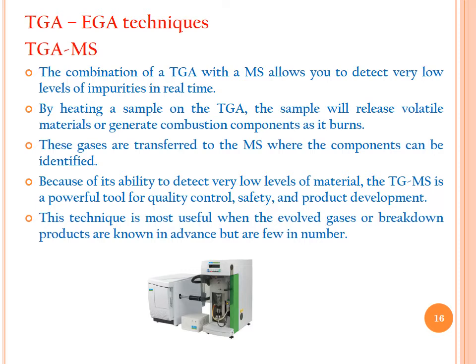Now the second one is TGA-MS. The combination of TGA with MS allows you to detect very low levels of impurity in real time. By heating a sample on the TGA, the sample will release volatile materials or generate combustion components as it burns. Like in the last case, the burn component can also be detected by IR. If these components are in very low amount, then these can be detected with sensitivity by using MS, mass spectrometry, as detector. These gases are transferred to MS where the components can be identified.